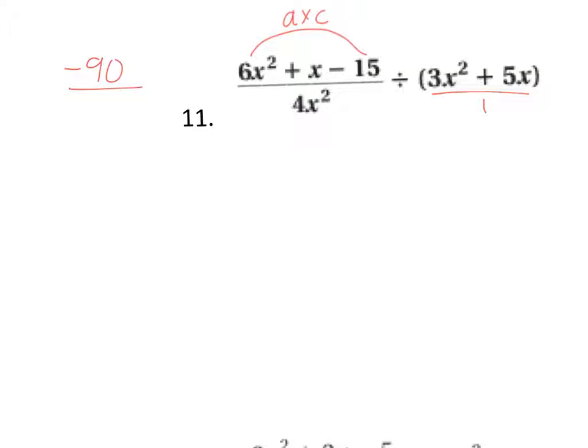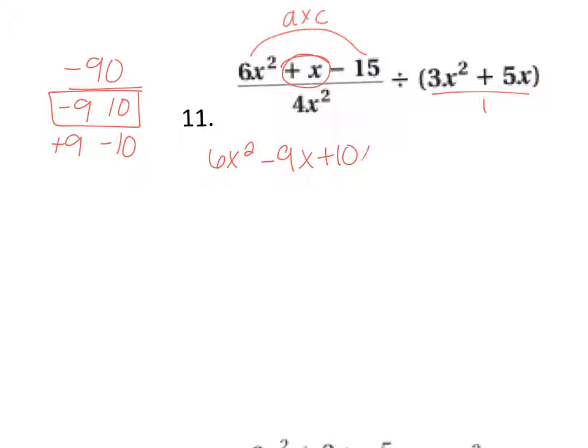Now I just want to list factors of negative 90, which is negative 9 and 10, or positive 9 and negative 10, and I want them to add up to 1. So negative 9 plus 10 does give me 1. 9 minus 10 is a negative 1, so I'm actually going to use these two factors. So I'll split up to 6x squared minus 9x plus 10x minus 15.